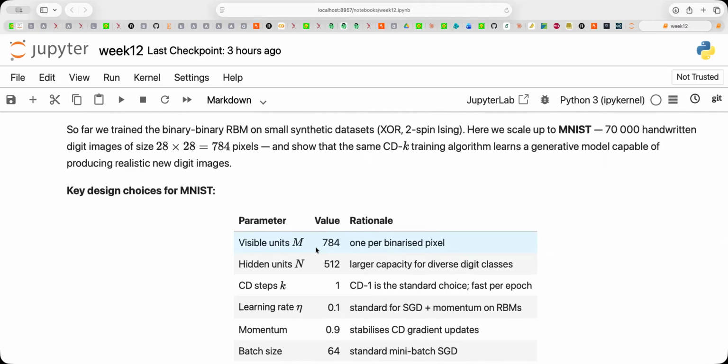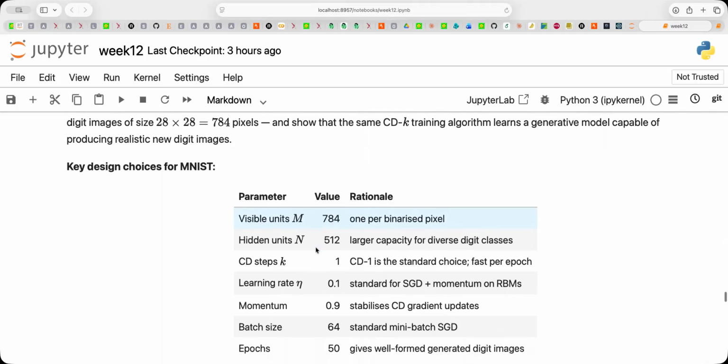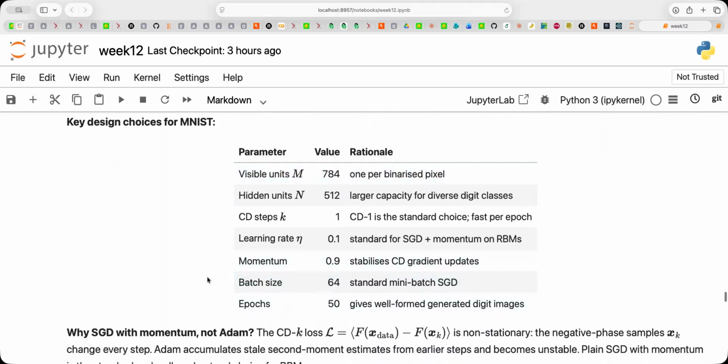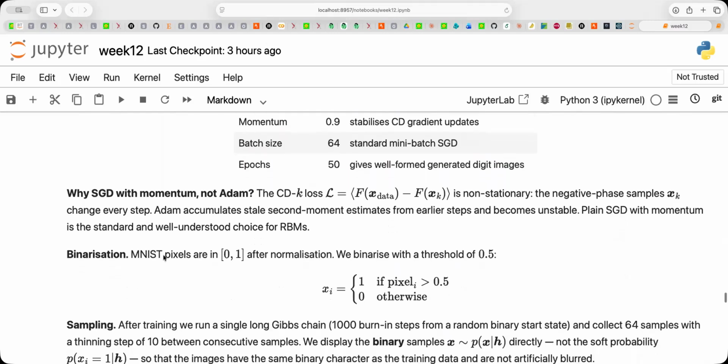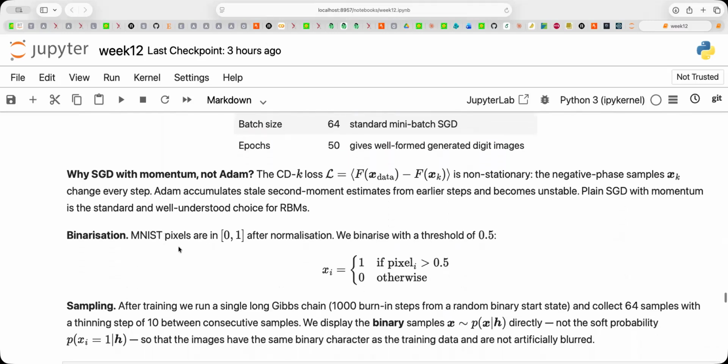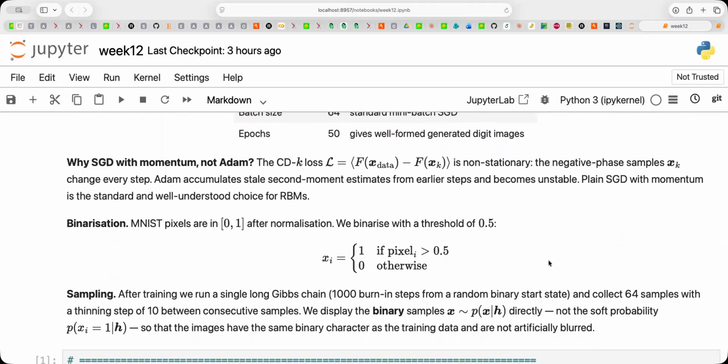I set up a learning rate, which is fixed to 0.1. I use standard stochastic gradient descent with momentum, and I do something like 50 epochs. And this is roughly what I've done here. So in the binarization here, the pixels are actually between 0 and 1 after normalization, and I actually binarize them with a threshold. So this is actually a problem in this example, which I have here.